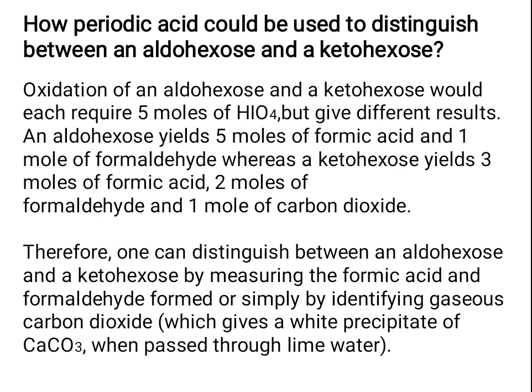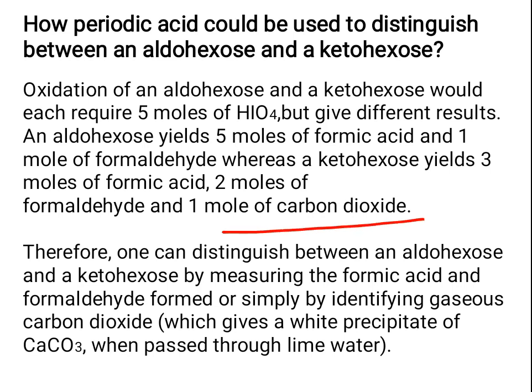How periodic acid could be used to distinguish between an aldohexose and a ketohexose. Oxidation of an aldohexose and a ketohexose would each require 5 moles of HIO4, but give different results. An aldohexose yields 5 moles of formic acid and 1 mole of formaldehyde, whereas a ketohexose yields 3 moles of formic acid, 2 moles of formaldehyde and 1 mole of carbon dioxide.